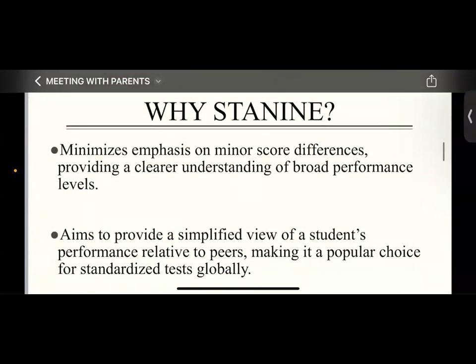Let's move on. So why Stanine? With the Stanine, it minimizes emphasis on minor score differences, providing a clearer understanding of broad performance levels. It will minimize the emphasis on the minor score differences, which will then provide a clearer understanding of the broad performance of the various people. So broadly, these people fell within grade 1, these people fell within grade 2, grade 3, in that order.